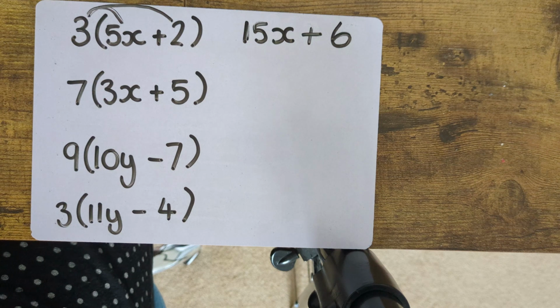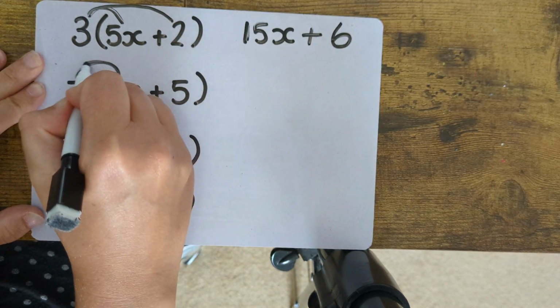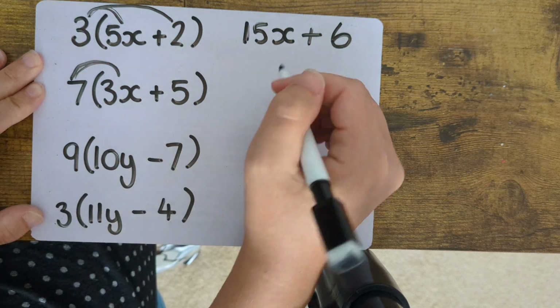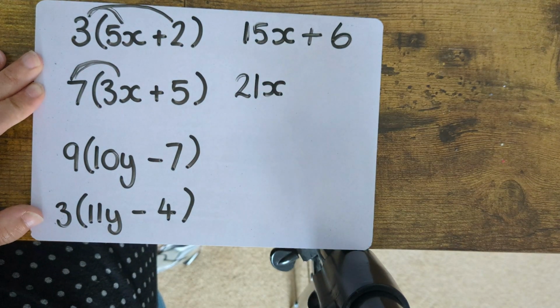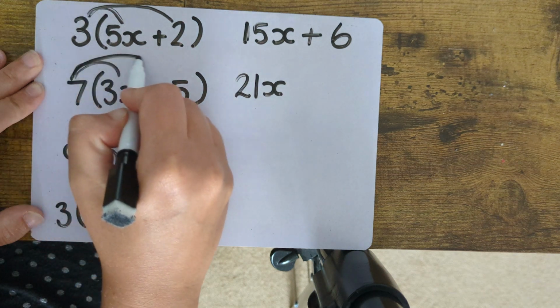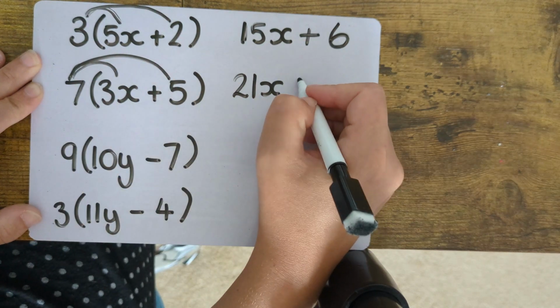This next one, we're doing 7 as the outside number, so we've got to multiply everything by 7. So first of all, we've got 7 times 3x, which would be 21x, and then 7 times 5, which is 35. Because they're all positive numbers, it's a plus.